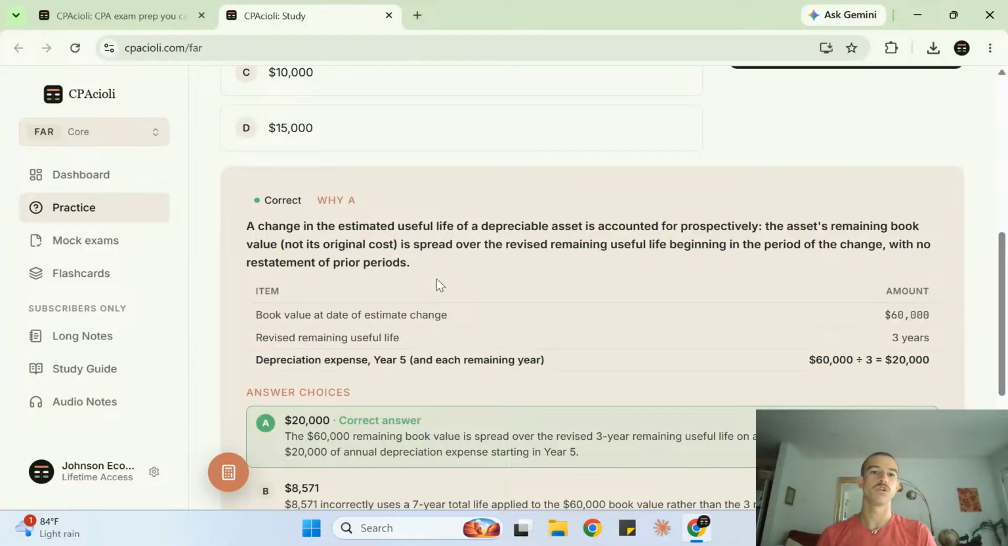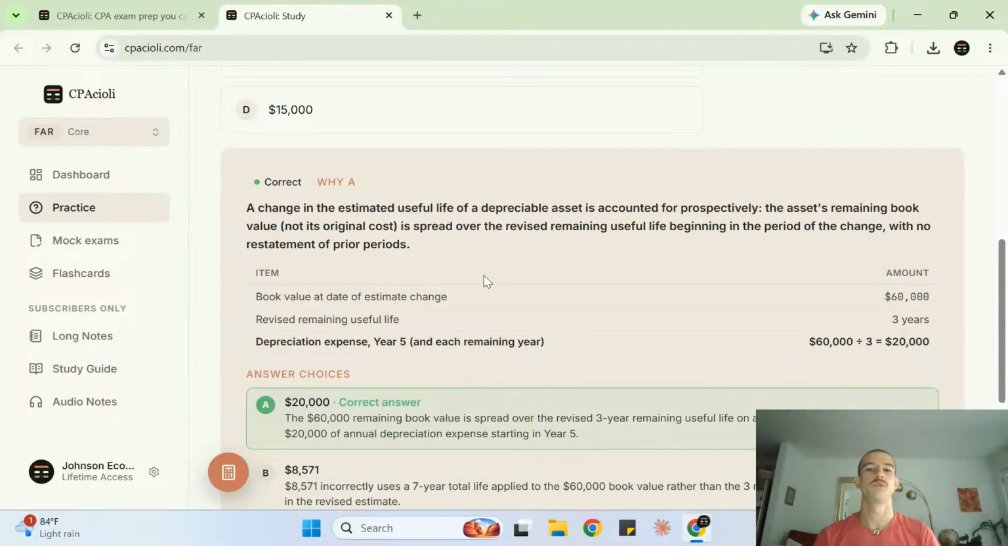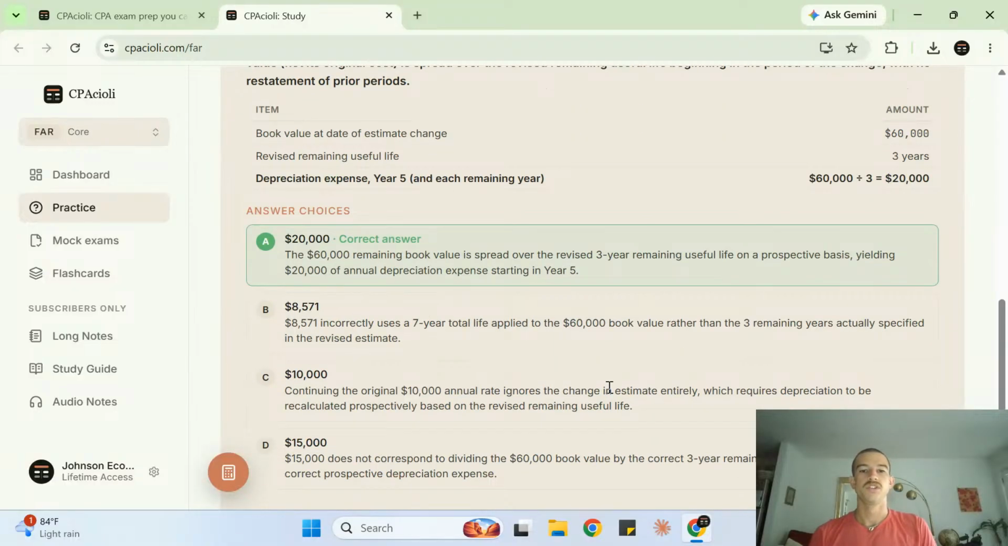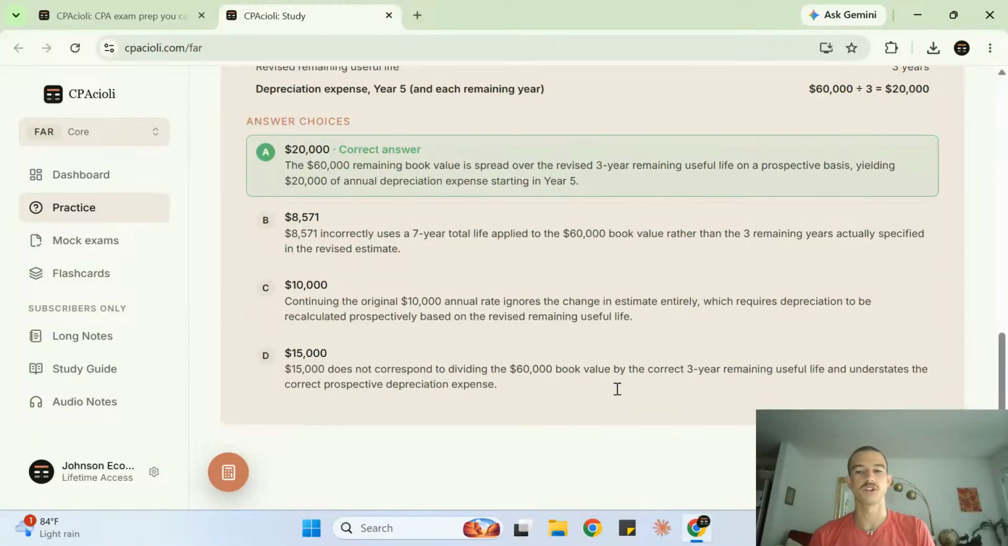The asset's remaining book value is spread over the revised remaining useful life beginning in the period of the change, with no restatement of prior periods. The $60K remaining book value is spread over the revised 3-year remaining useful life on a prospective basis, yielding $20K of annual depreciation expense starting in year 5.